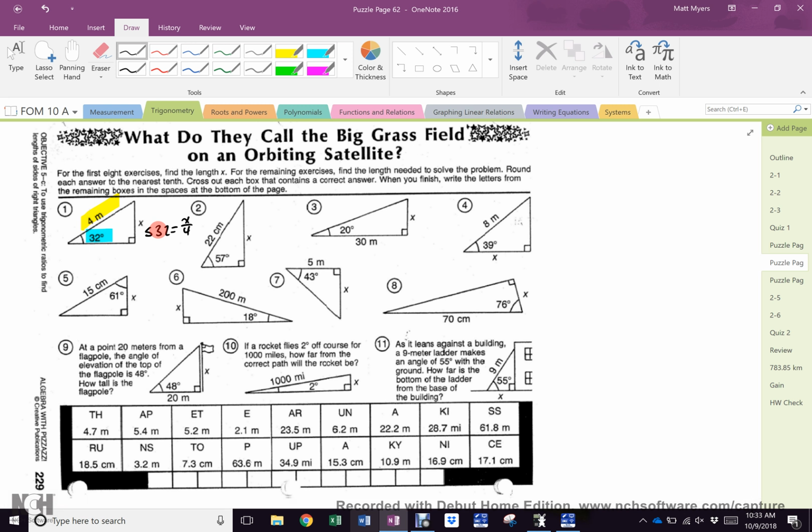Now, you're intelligent people, right? Number 1 had a theta, a hypotenuse, and an opposite. And I needed to do 4 times sine 32, correct? Does number 2 look exactly like number 1? Except it's not 4 times sine 32. What's number 2 going to be? 22 sine 57. Correct? Everybody with me?